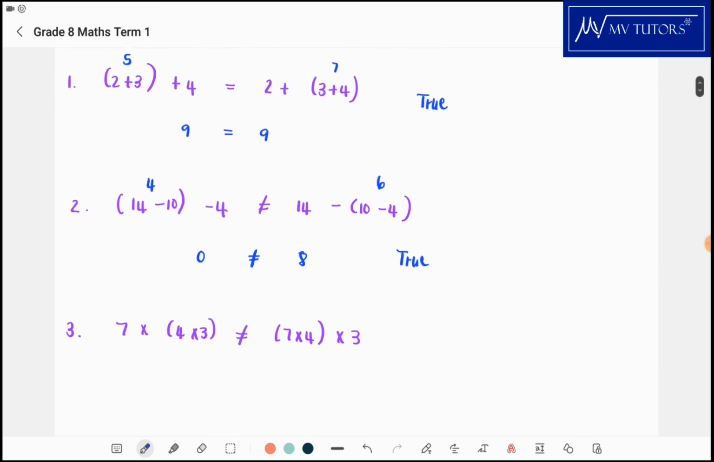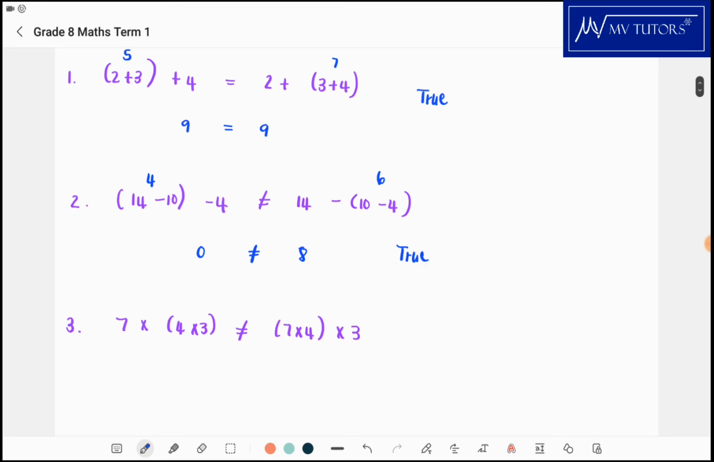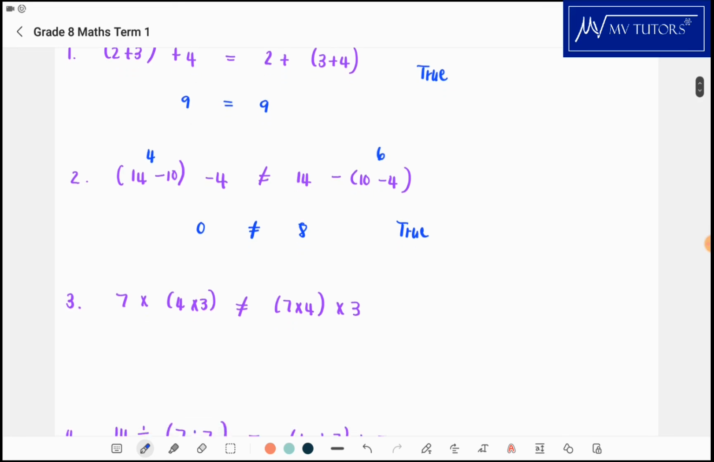Then we head over to multiplication. So it says 4 times 3, what is that? That is 12. Now what is 7 times 12? Okay, if you don't know, just work it out. 2 times 7 is 14, you carry 1 over. 1 times 7 is 7 plus 1 is 8. So this is 84. And on the other hand, 7 times 4 is 28.